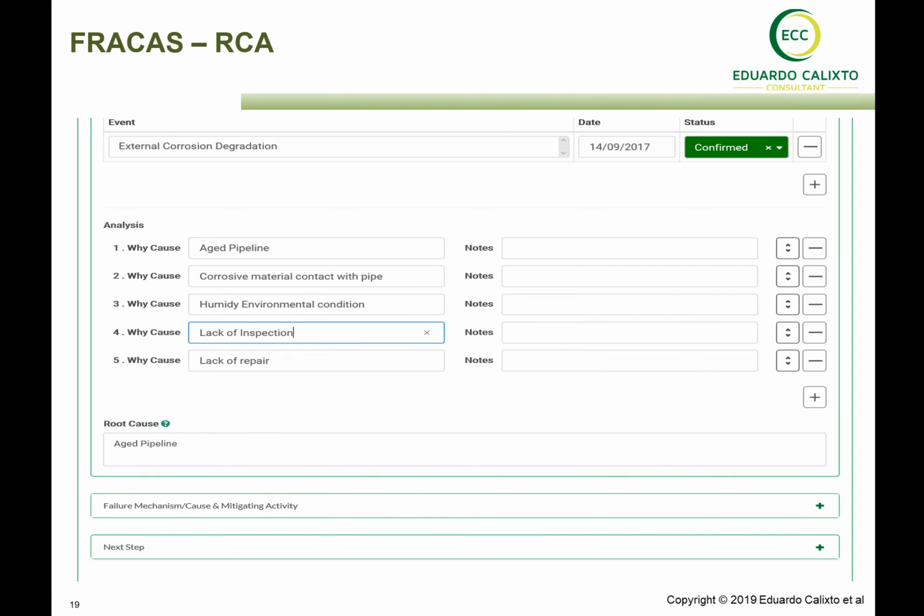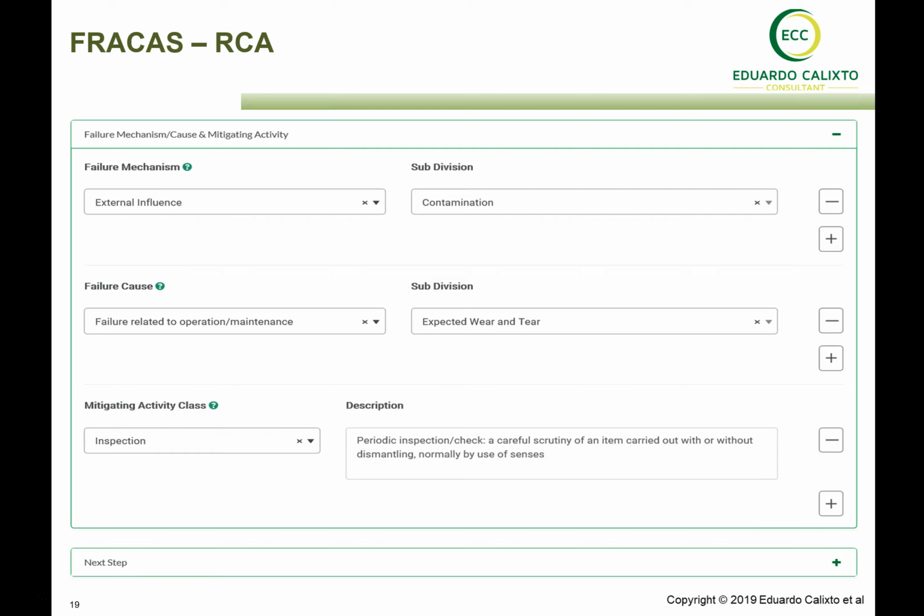So that also enables employees in different locations to work together. You can invite an expert, and then you can have a web meeting and discussion about such issues, and in the end have the final root cause to understand very well what happened with such equipment. So here, for example, the first event input in the system by the maintenance technician was external corrosion degradation. Then after the discussion, they considered that this pipeline was aged. There was corrosive material contact with the pipeline, humidity environment condition, lack of inspection, and lack of repair. So that triggered this pipeline getting close to the thickness of the corrosion. And now, of course, that supports the action, which was to replace this pipeline.